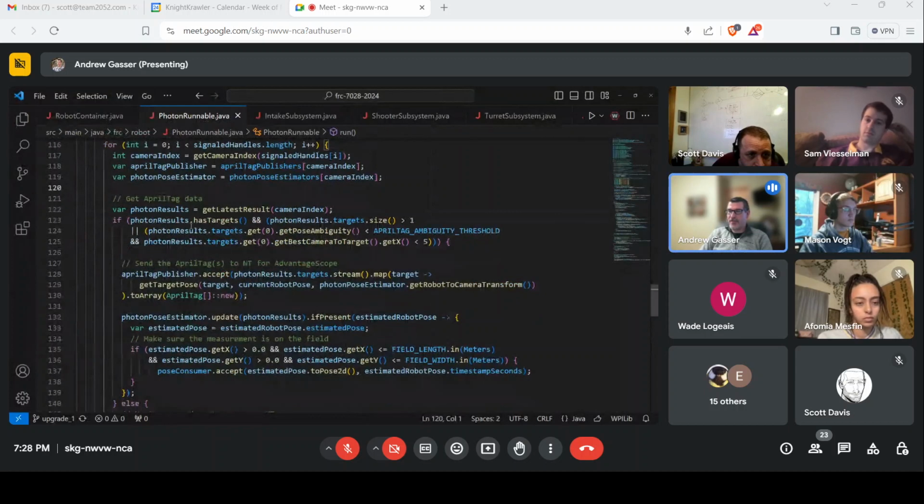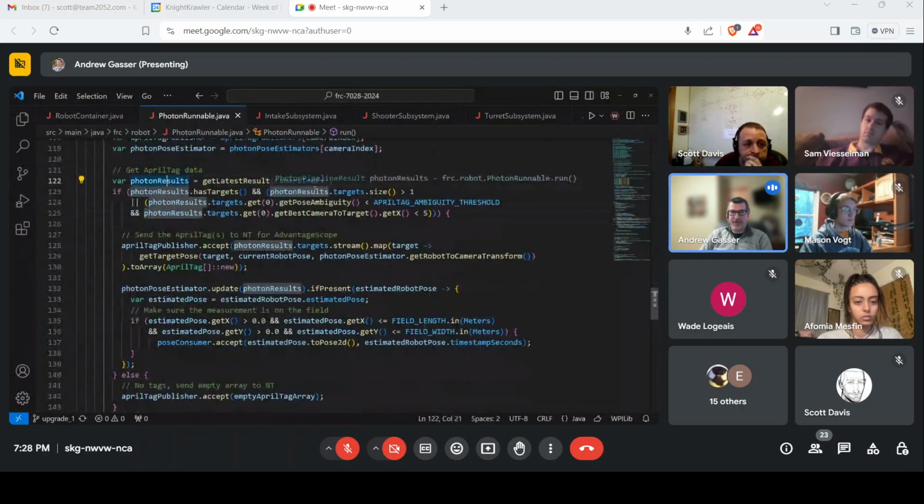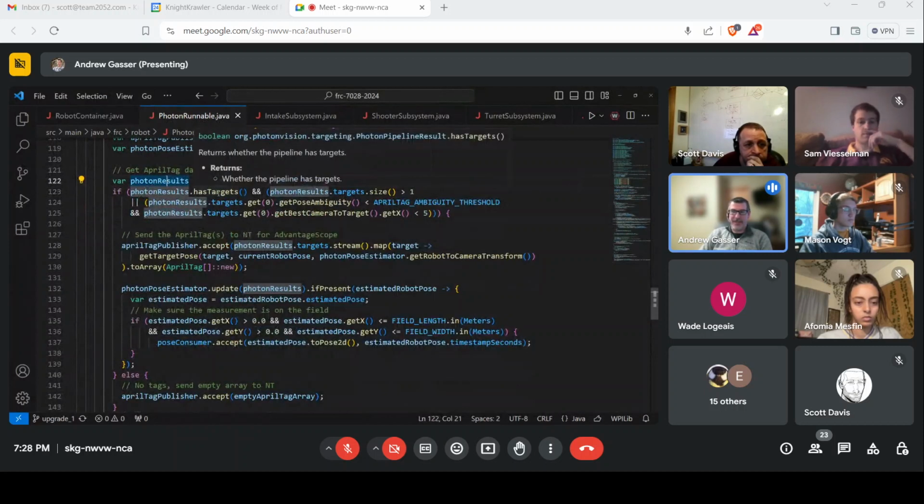Okay, so here we get the latest photon result. We're using PhotonVision. And then you can check if it has targets. If it doesn't, you don't want to proceed.